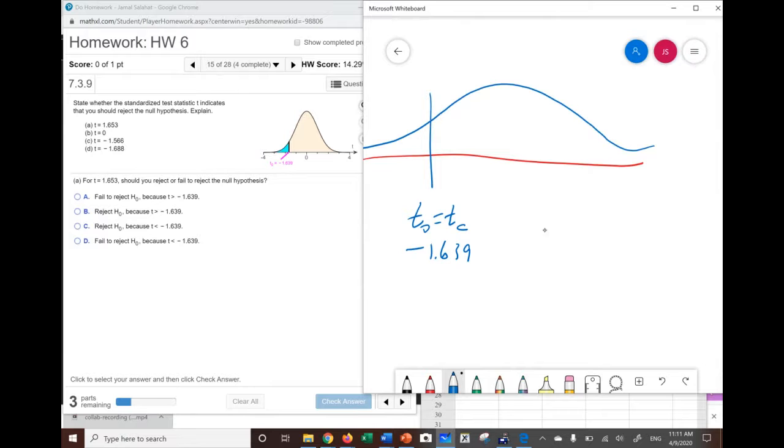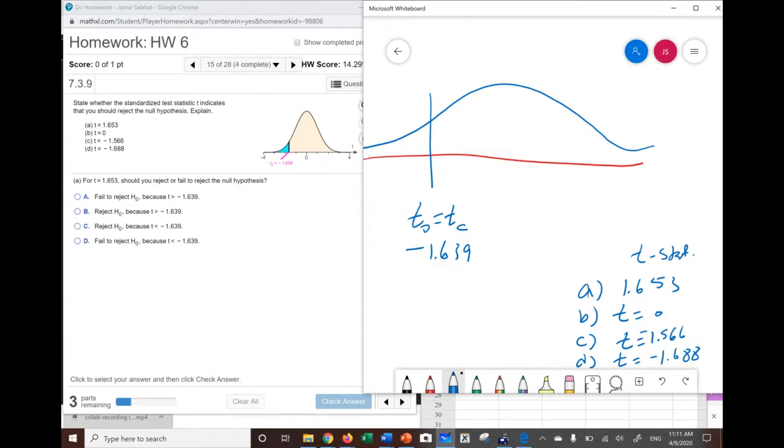Then we are given, let me write this to the side here, 4 choices. Choice A, choice B, choice C, choice D. We are given that the one in purple here is the t critical. The one we are given is the t statistic. So the t stat for part A is 1.653. For part B is 0. For part C is negative 1.566. And the last one is negative 1.688.